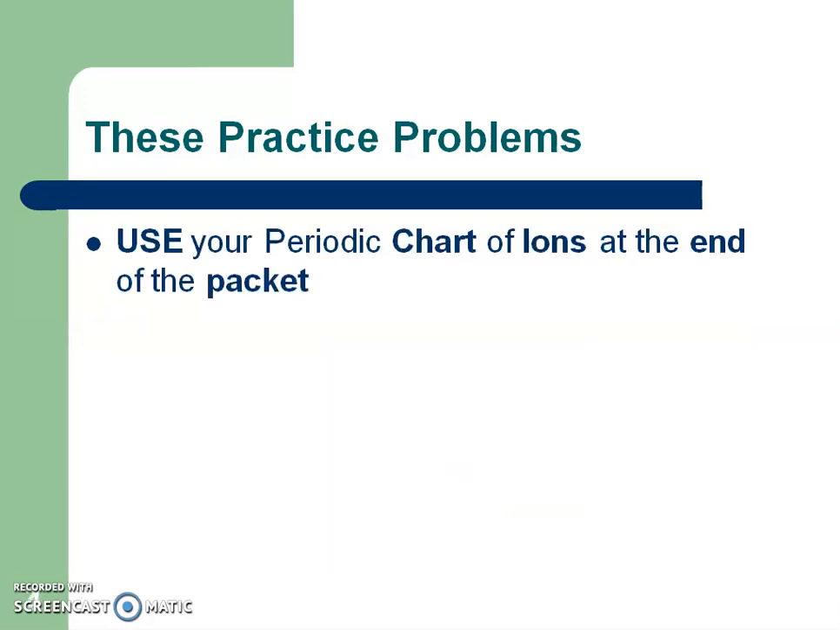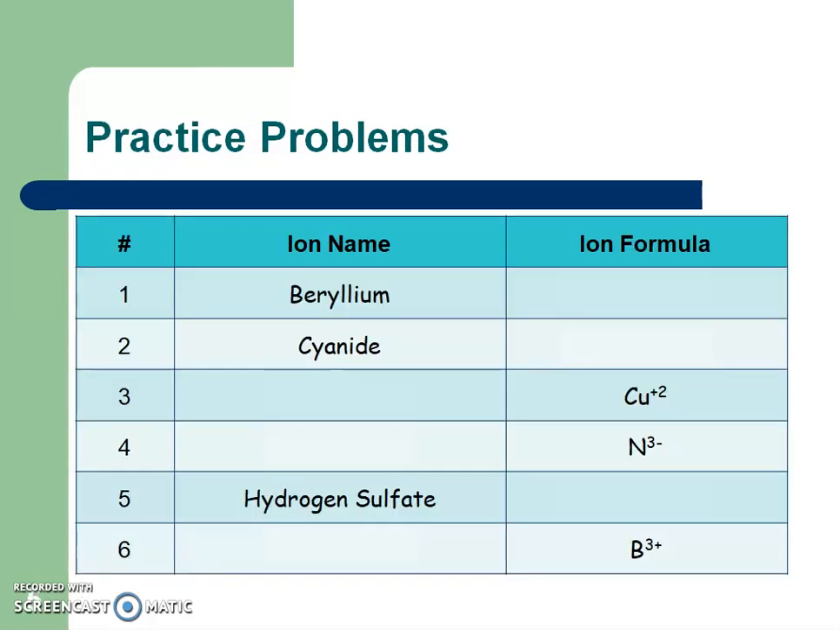So you can do this in a couple of different ways. First of all, you should have that chart of ions that are at the end of your packet. Make sure to have that out. And you might even want to have a real periodic table out as well. Again, just so you're familiar with where those elements are, because in the future, you might not have that ion sheet because now you know the ions so well.